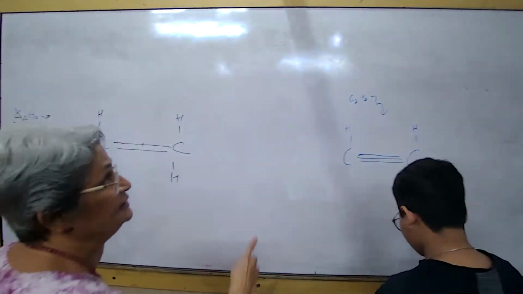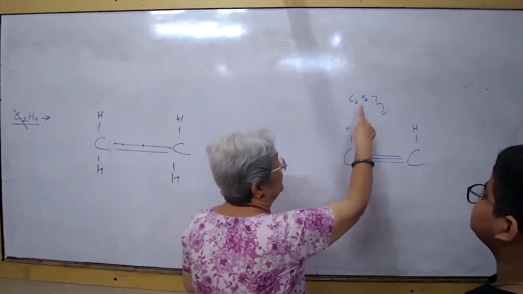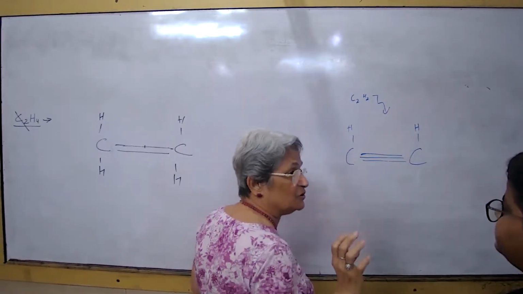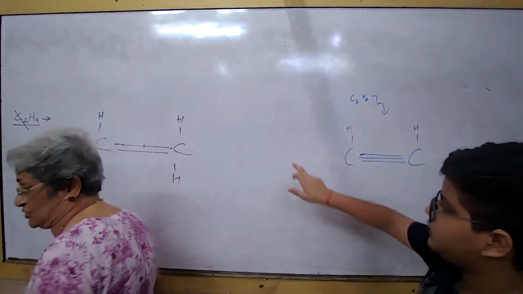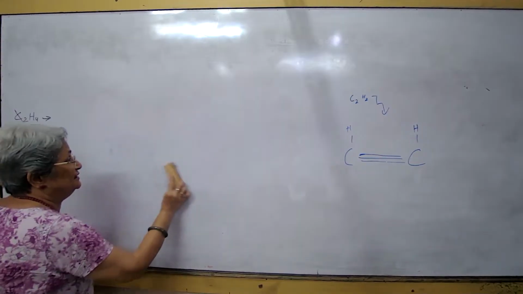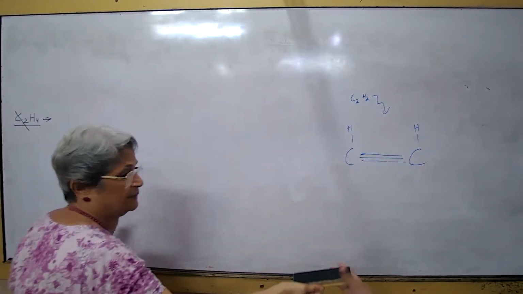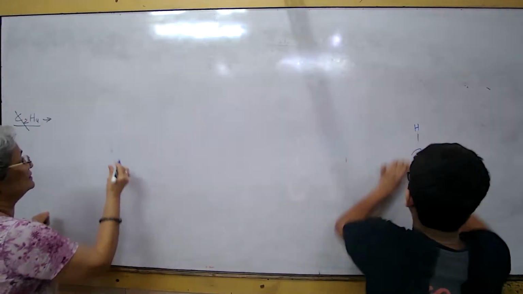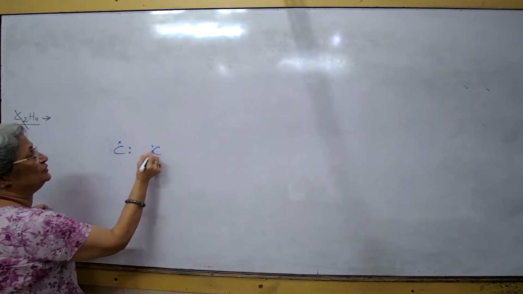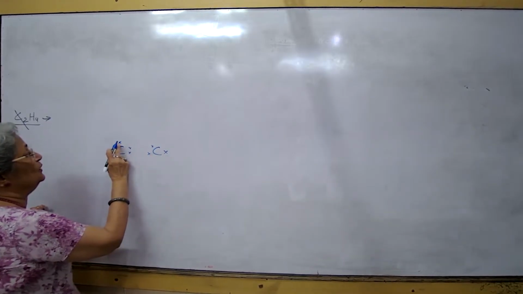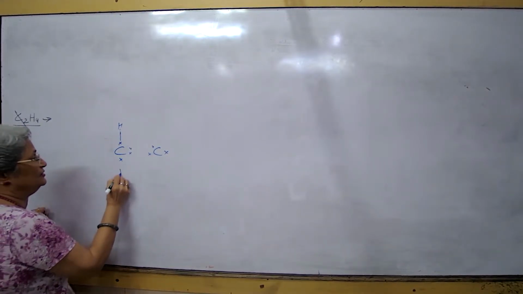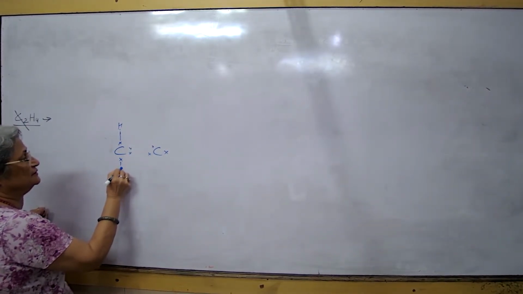Correct. So here, C2, H2, C2 and H2. H1 here, H1 here. 1, 2, 3, 4. 1, 2, 3. If you want to show the electronic dot structure, it's like this. You show it like this. Carbon 1, 2. Carbon 1, 2. And here 1, 2, 3, and 4. So this is hydrogen. Hydrogen. So the bond is here.